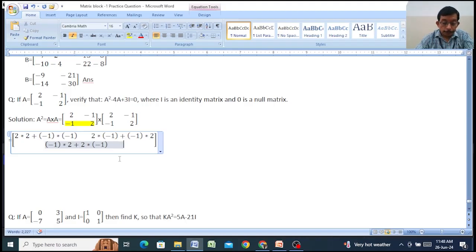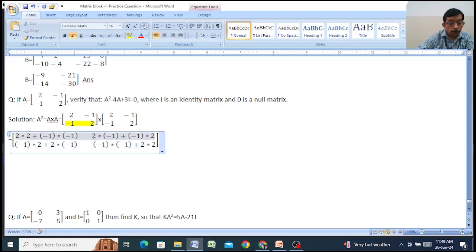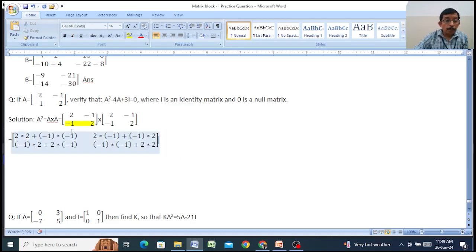-1 multiplied by -1, then 2 multiplied by 2. -1 multiplied by 2, 2 multiplied by -1, then the second row second column multiplication: -1 multiplied by -1, 2 multiplied by 2. The multiplication is complete.